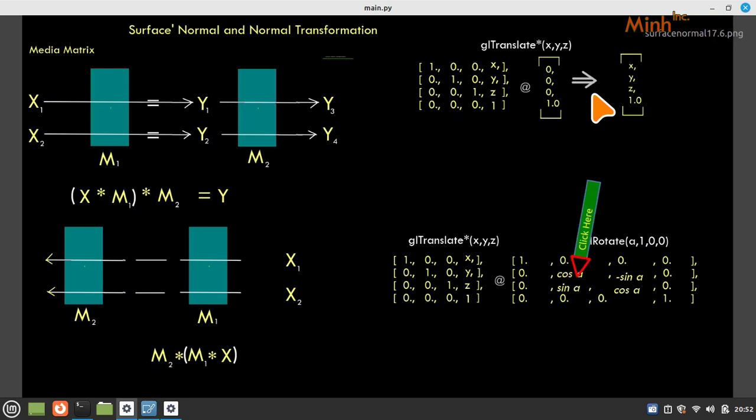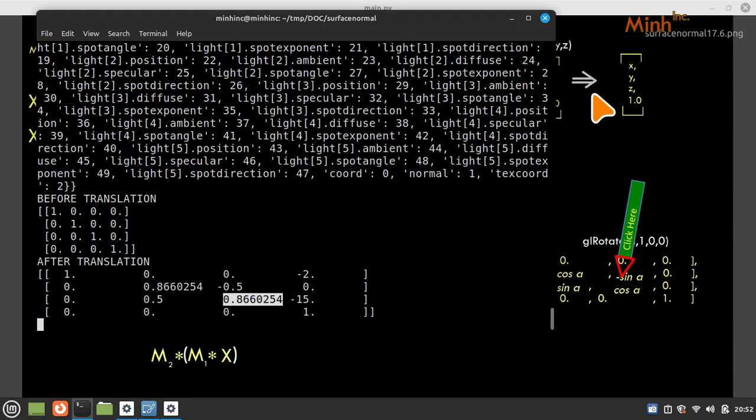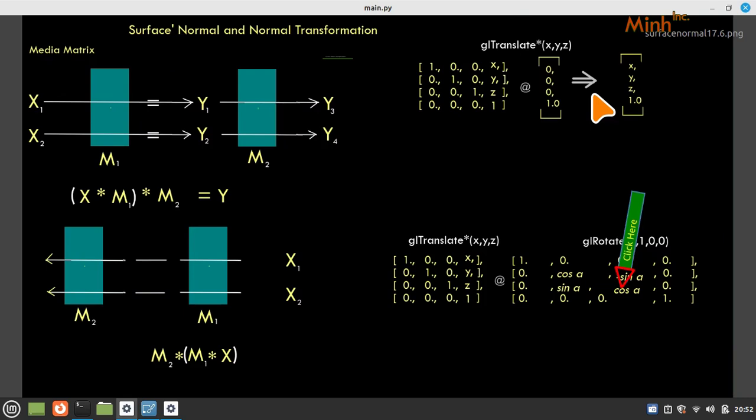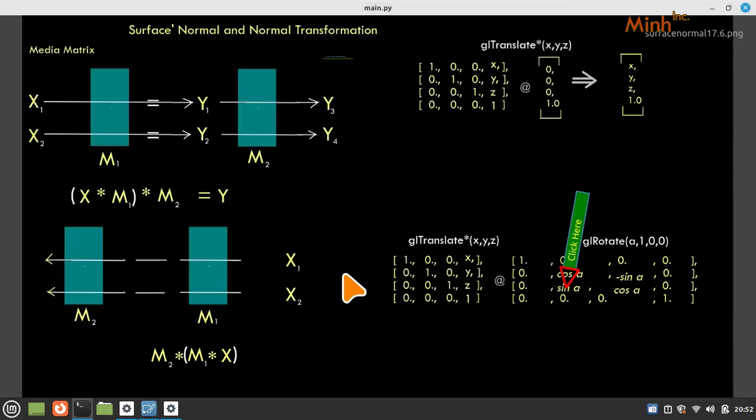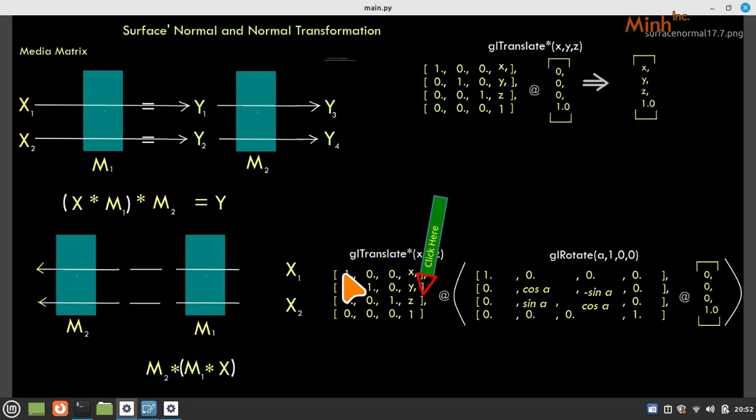Cos 30, minus sin 30, cos 30, sin 30. Okay, so this is what we are seeing, these two. And this is x translation, y translation. So, okay, it's a play of matrices, nothing more than that. So now we are multiplying by rotation and translation. Okay, so as per the formula, x is multiplied by matrix 1 and then matrix 2.